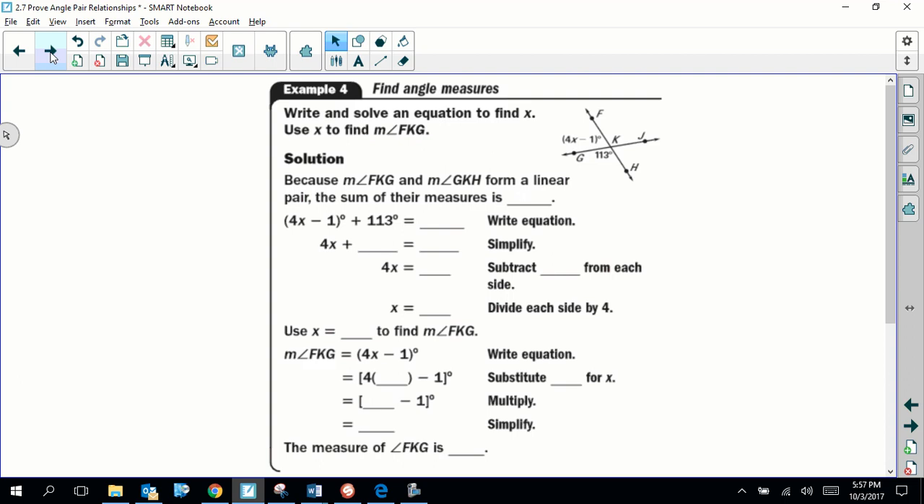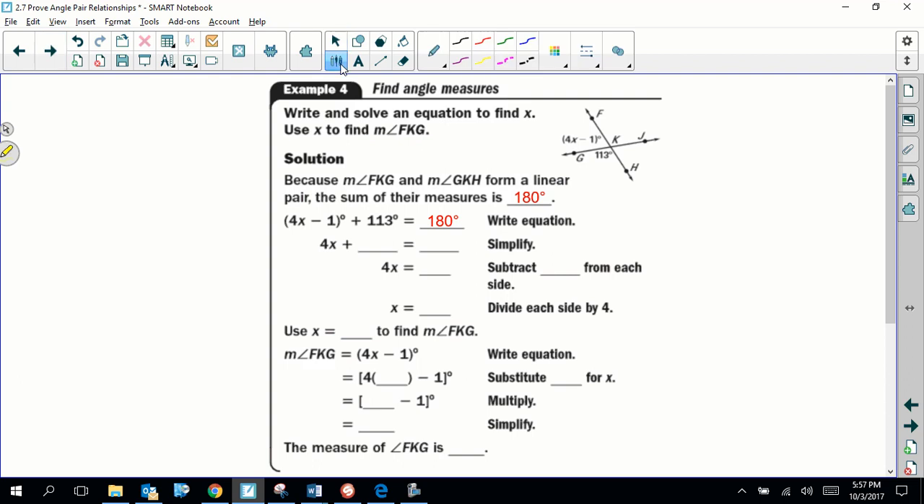Recognizing the fact that the angles that we're looking at form a linear pair, FKJ and GKH, they have to have a sum of 180 degrees. So I say that those two angles add up to be 180. In this case, we've already substituted the expressions.